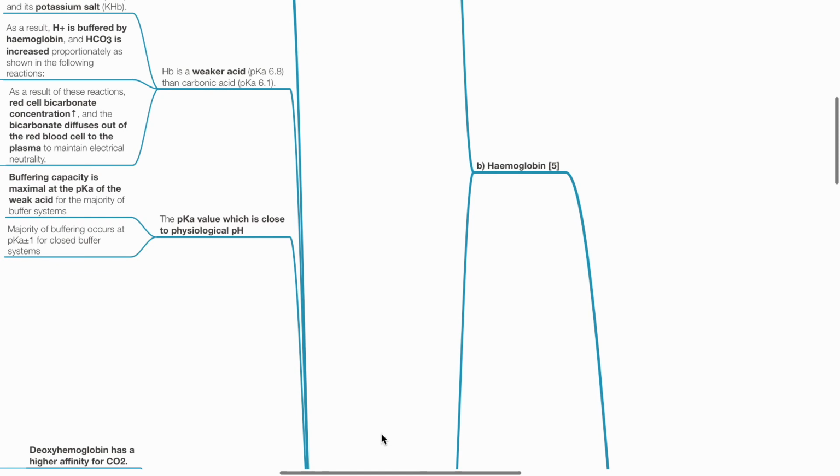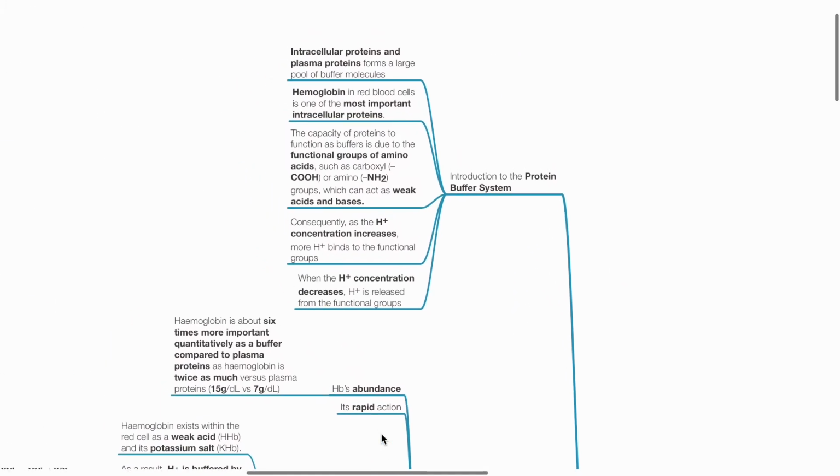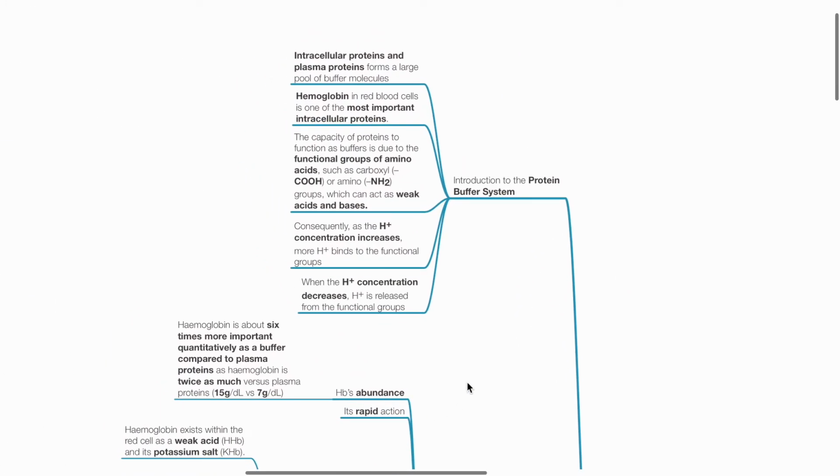B. Hemoglobin, 5 marks. Introduction to the protein buffer system. Intracellular proteins and plasma proteins form a large pool of buffer molecules. Hemoglobin in red blood cells is one of the most important intracellular proteins. The capacity of proteins to function as buffers is due to the functional groups of amino acids such as the carboxyl COOH or amino NH2 groups, which can act as weak acids and bases.